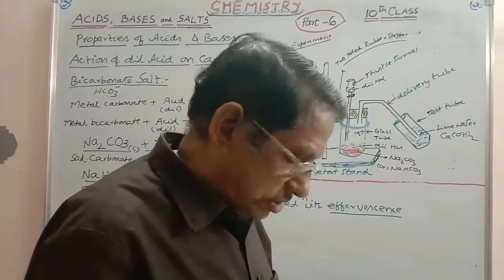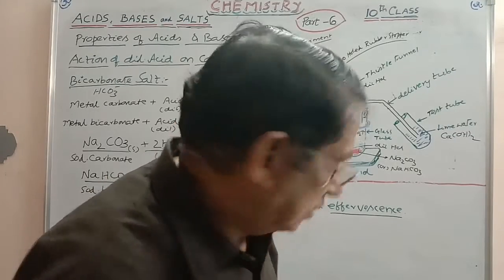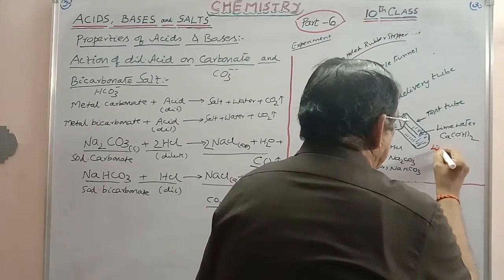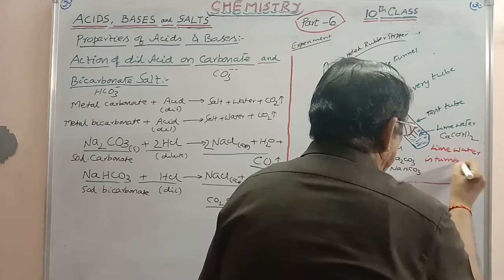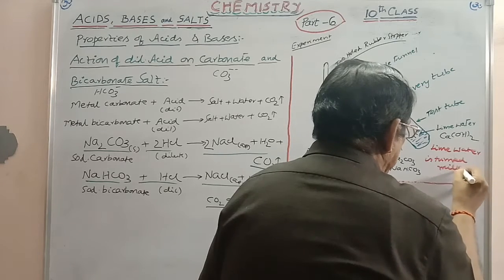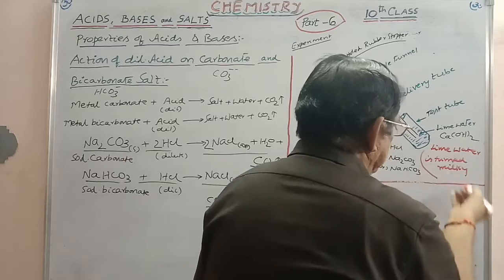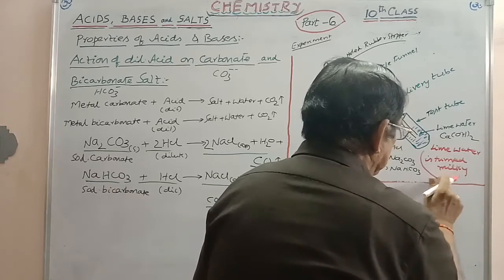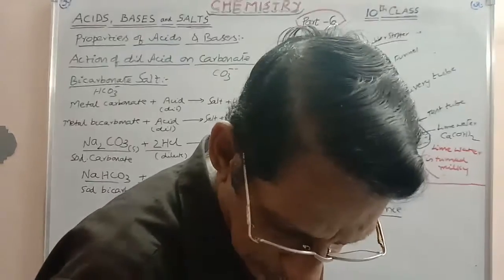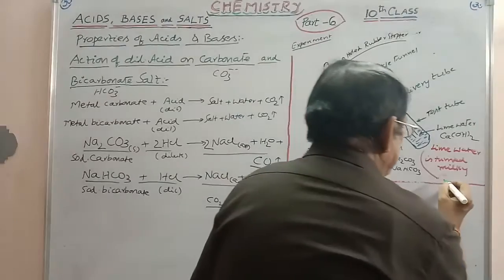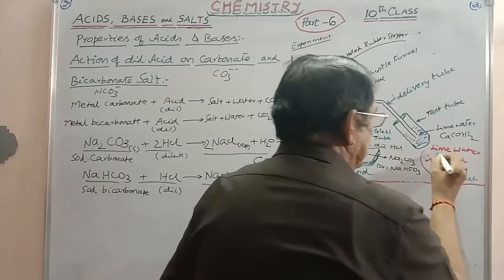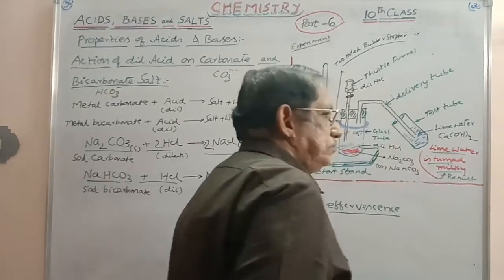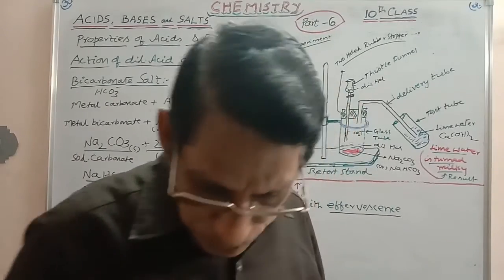What observation can you make here? Lime water is turned milky. This is the result. What is the result that is obtained there? Lime water turned milky. That means carbon dioxide is able to turn lime water milky.